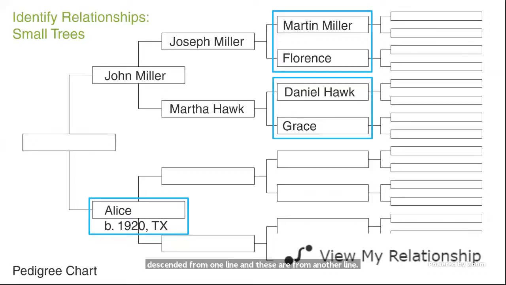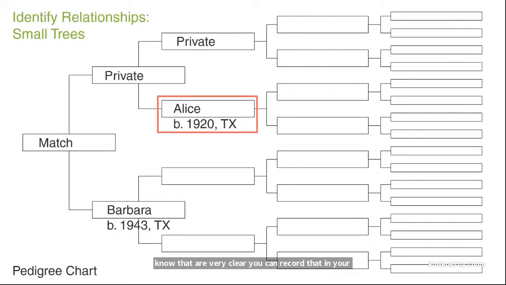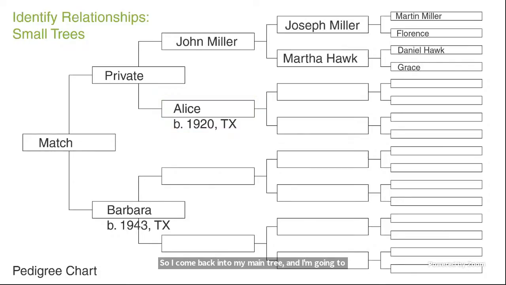So there is a second relationship in there. And that's okay. If you can show both relationships that are very clear, you can record that in your notes. So I come back into my main tree, and I'm going to go into the tree that the match provided, and I'm just going to add in that information that I got from the FamilySearch family tree, and now I can determine my relationship. So there's the common ancestors, the Millers and the Hawks.